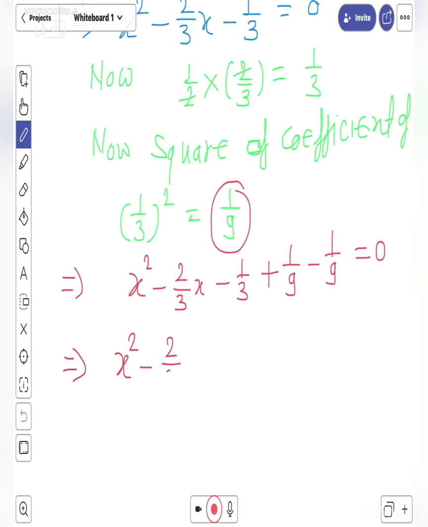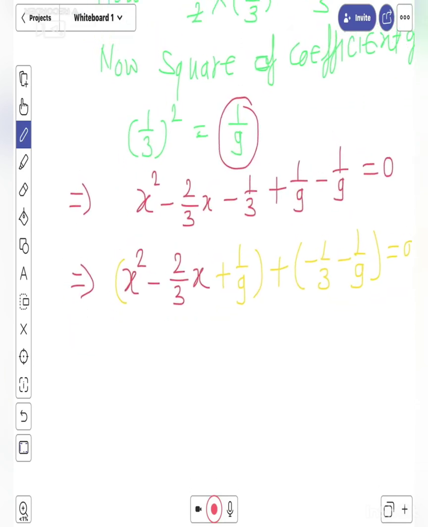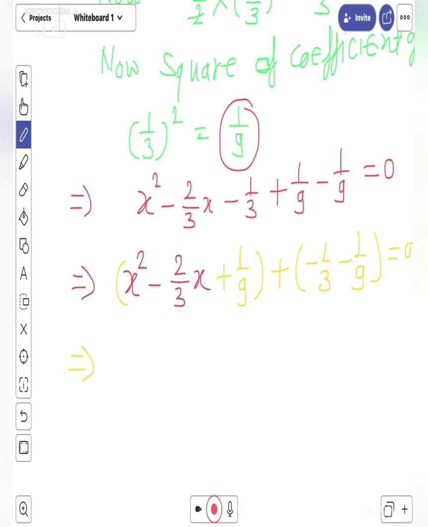After that, in the third step, what will you write? You will write this x square minus 2 by 3x same to same and write this positive number here with this expression. Always write the positive number with this expression, remember. So you will write this number, that is plus 1 by 9, and close this bracket, and remaining things you will write in the second bracket, that is minus 1 by 3 and minus 1 by 9, this equal to 0. So what to do after this?